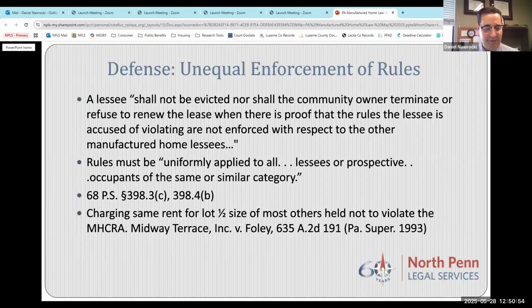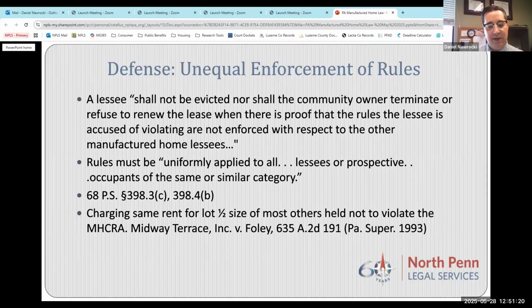I've talked with some magistrates who don't get much training on the specifics of the MHCRA. A lot of them vaguely know that different or additional rules apply, but another defense that we use is unequal enforcement of the rules.